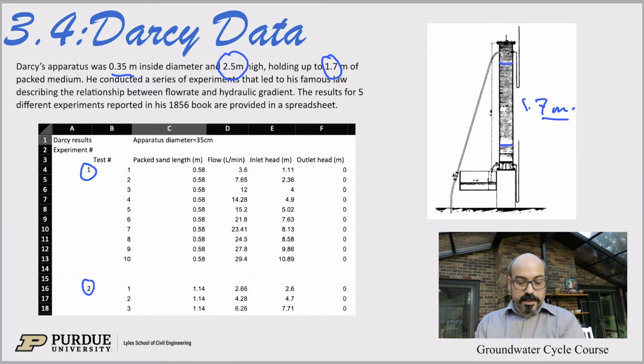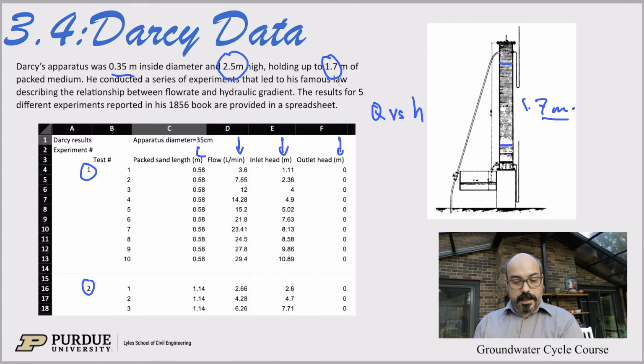In this first experiment, for example, the length of the packed sand is 0.58 meters, so 58 centimeters of column of sand. This is the data collected: the flow rate, the Q out, in liters per minute, and the head at the inlet. You can see in this experiment he varies the head at the inlet, because the goal is to plot Q versus head gradient. The head at the outlet is 0, so basically the head is just the inlet head.